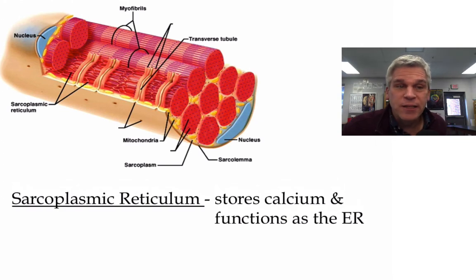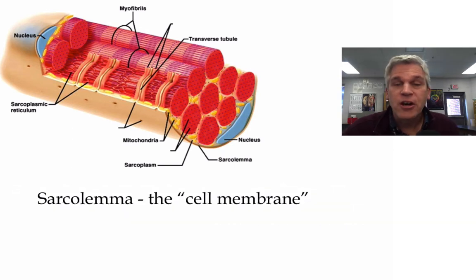The sarcoplasmic reticulum stores calcium, and it functions like the endoplasmic reticulum does. The sarcolemma is essentially the cell membrane, so it surrounds each individual muscle fiber. And although I don't have it on here, the sarcoplasm is essentially the cytoplasm of the cell. Of course, there's a bunch of mitochondria in there, which is required in order for the muscles to contract.